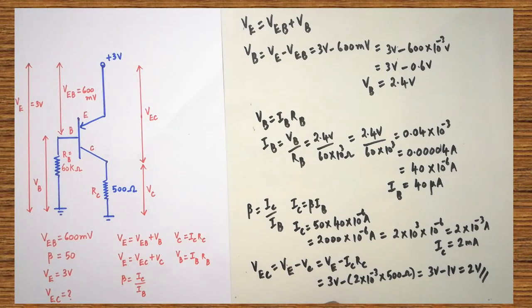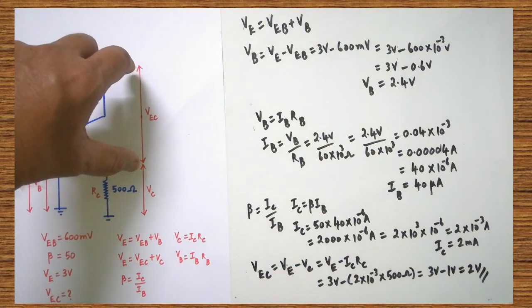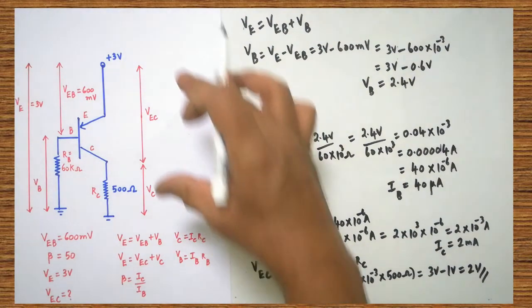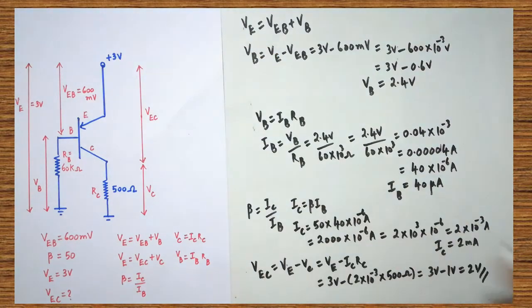Where is VEC? Here across these two terminals. Right from here up to this, what should be the potential difference? The potential difference across these two terminals is called VEC. Its answer is 2 volt. Understood? Very easy problem. Try to solve this, but you have to make a correction here. Instead of 500 kilo ohm, you have to write it as 500 ohm. Understood?